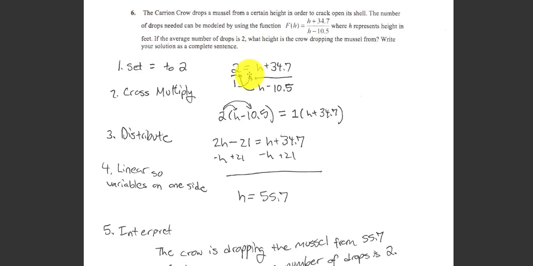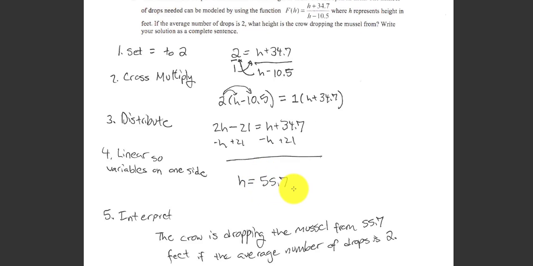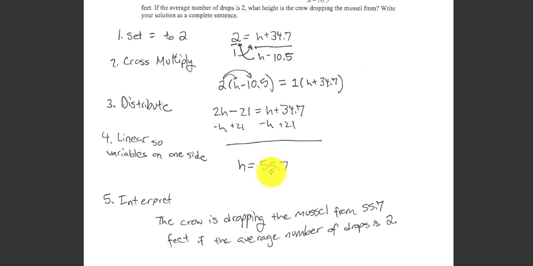So to solve that, we replace the f with the 2 and then cross multiply. When we cross multiply and simplify, we end up with 55.7. So this bird's going to go 55.7 feet in the air and drop the mussel. The first drop probably doesn't crack. So it goes back to this height and drops it again, and the second drop does the trick, and the bird gets the meat inside the mussel.